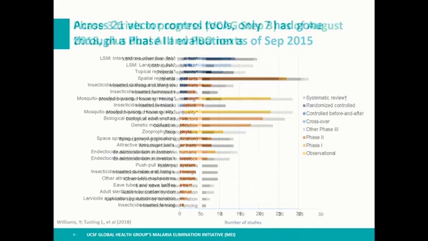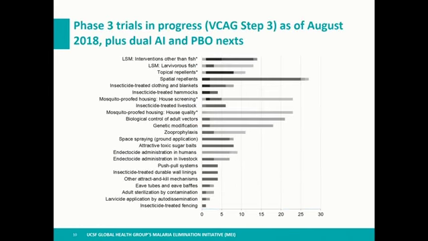We do know since we did that review, there are additional phase 3 trials in progress, and this comes from the VCAG review process. So there's additional trials on spatial repellents, attractive toxic sugar baits, push-pull systems, eave tubes, as well as new nets, dual active ingredient insecticide nets, as well as PBO nets.